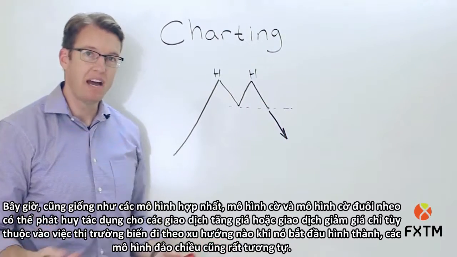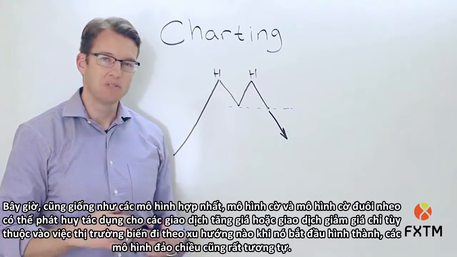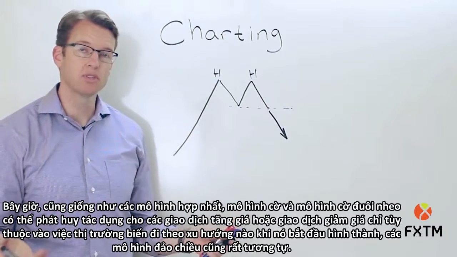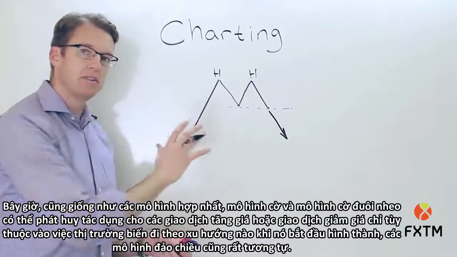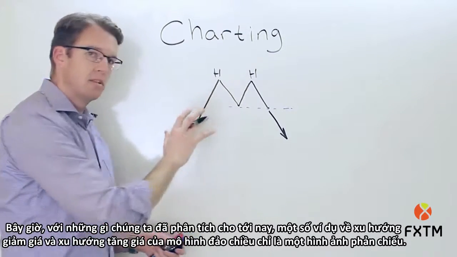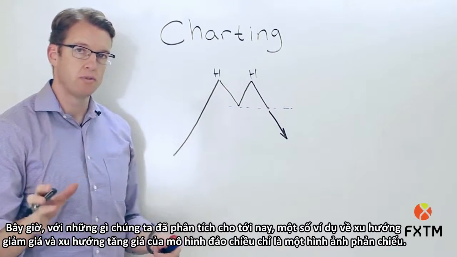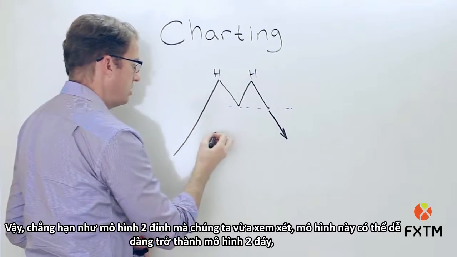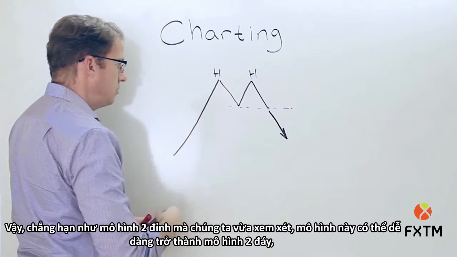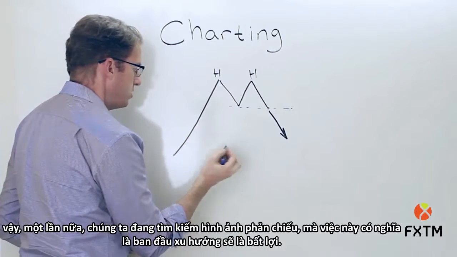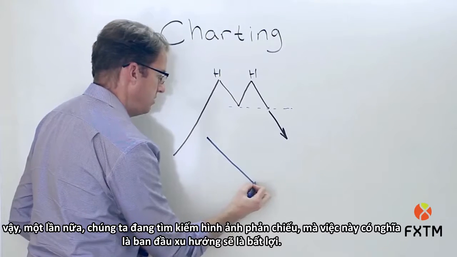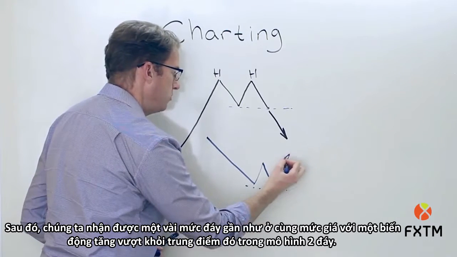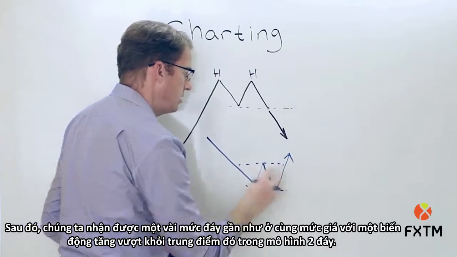Now, just like consolidation patterns like flags or pennants can work for either a bullish trade or a bearish trade, depending on which direction the market was going when it initially formed, reversal patterns are very similar. So far we've done some bearish examples, and bullish examples of reversal patterns are just the mirror image. For example, the double top that we just looked at could easily be a double bottom. So again, we're looking for the mirror image, which means that initially the trend would be negative. Then we form a couple of lows that are roughly at the same price level with a move up beyond that midpoint in the double bottom.